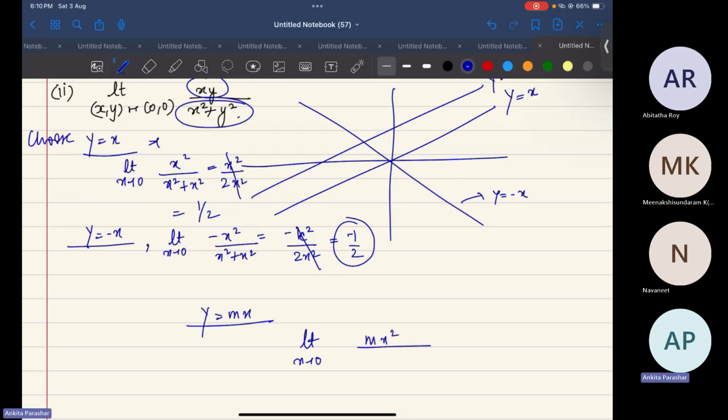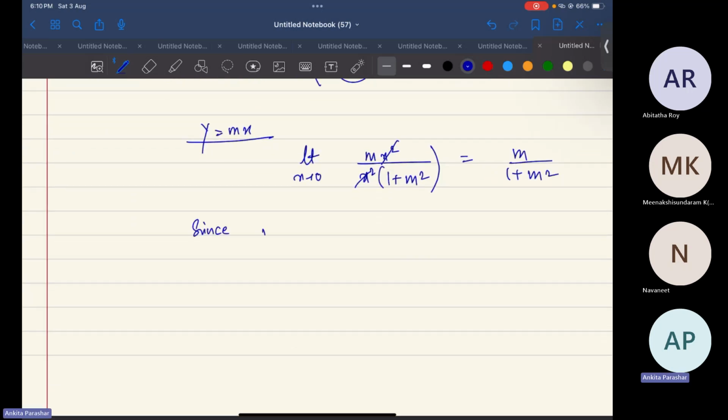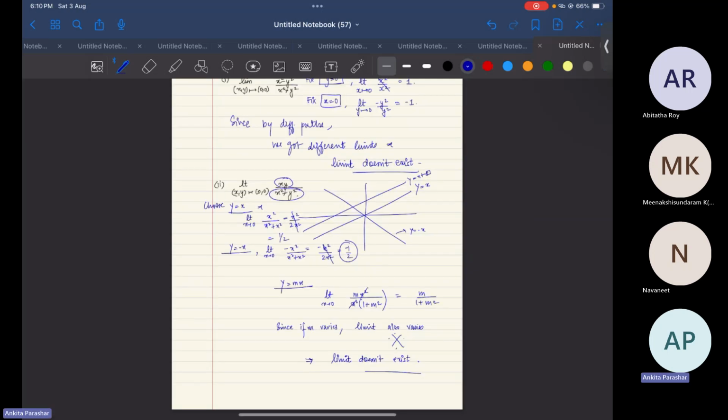x square by x square, 1 plus m square. This is m by 1 plus m square, and since m varies, the limit also varies, and this is a certain kind of contradiction, therefore the limit does not exist. Yeah, I think this is okay.